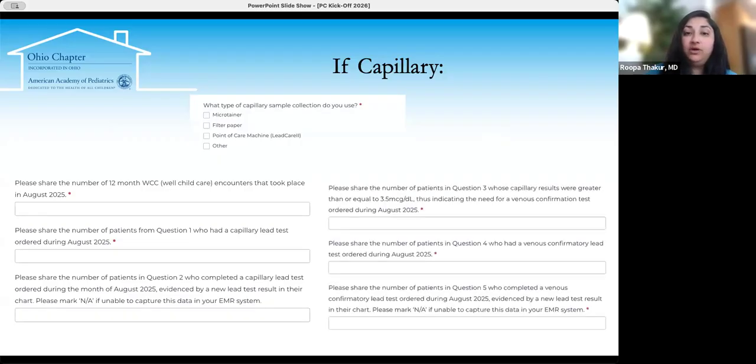And then after that, we want to look at whether your follow-up of elevated capillary samples is optimized or not. So you'll be asked how many of the results from question 3 were elevated, were over 3.5, warranting that venous confirmation step. Next, how many of those that warranted it had a venous test ordered? And finally, how many of those that had the test ordered actually completed the test and have a result documented in the chart? Again, the data collected at each level of questioning will help us pinpoint where your quality improvement efforts could be most fruitful.